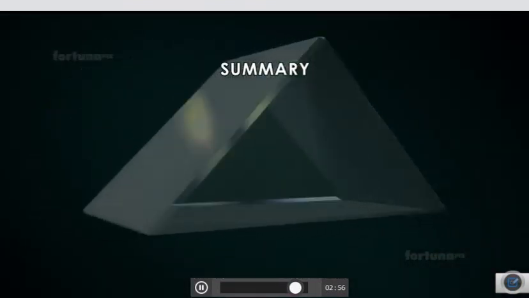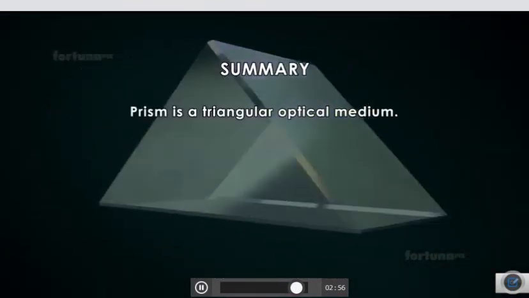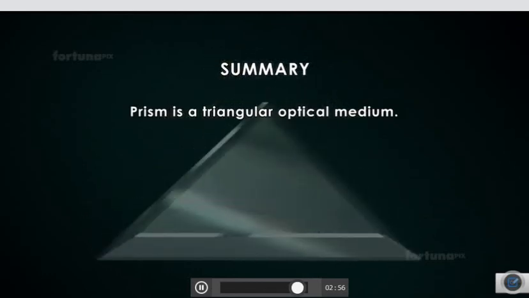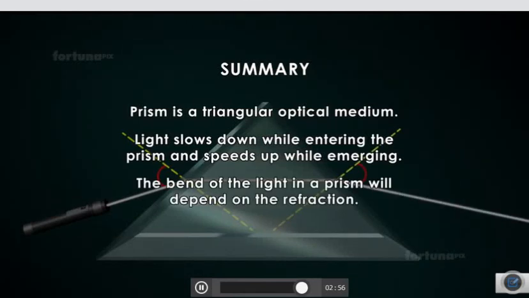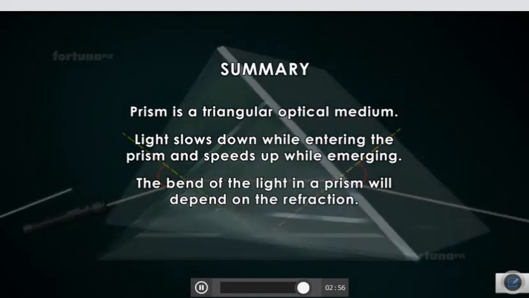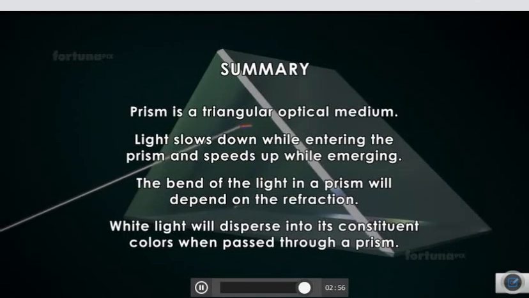Summary. A prism is a triangular optical medium. Light slows down while entering the prism and speeds up while emerging. The bend of the light in a prism will depend on the refraction. White light will disperse into its constituent colors when passed through a prism.